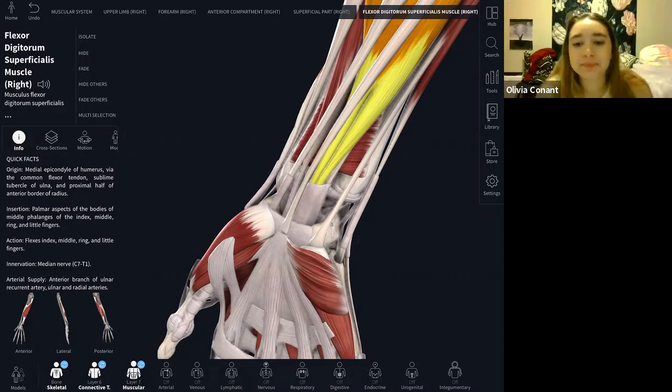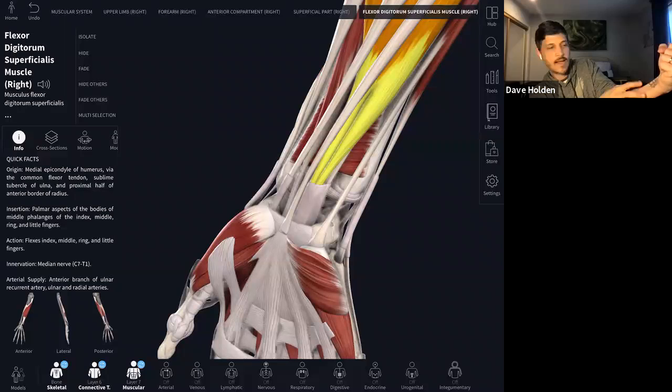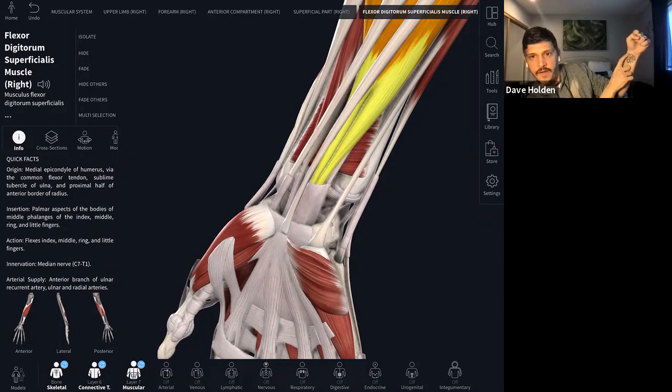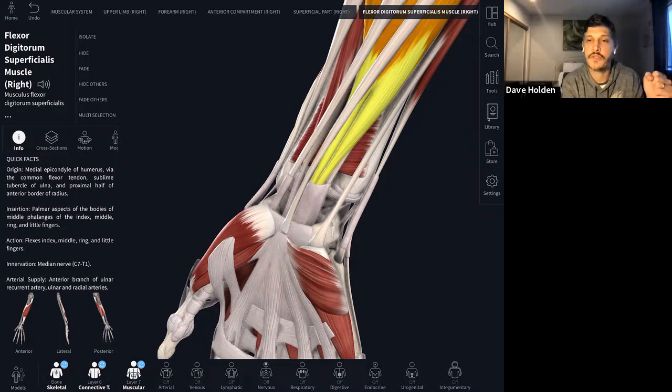Yeah. So when you flex your wrist in, you'll see several tendons pop up. Radialis is going to be off here, off to the side. But the most prominent will be flexor digitorum superficialis.